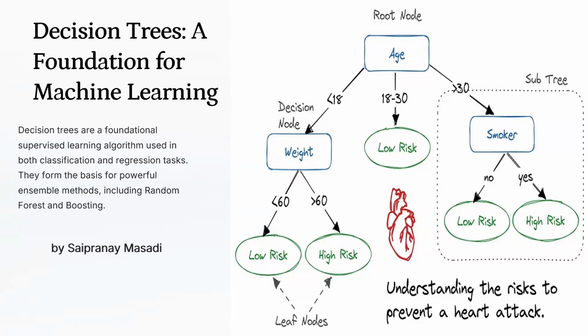Along with that, you can also use it for regression. For example, to predict the weather, to predict the stock price, or to predict rainfall. That is called a regression task. So you can use it for both tasks, classification and regression.